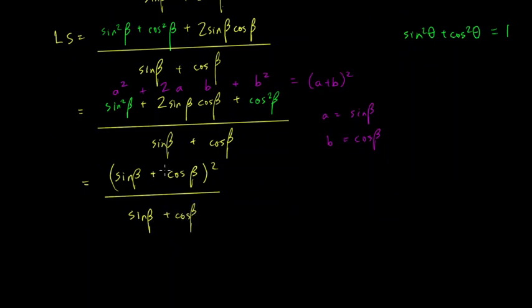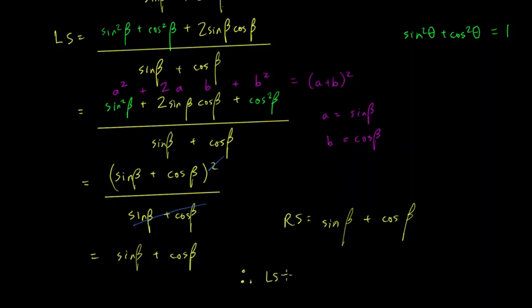Look, now you've got, what do we have here? You can just divide. Get rid of that and that. What we're left with is sine beta plus cos beta. The right side is also sine beta plus cos beta. Therefore, left side equals right side.